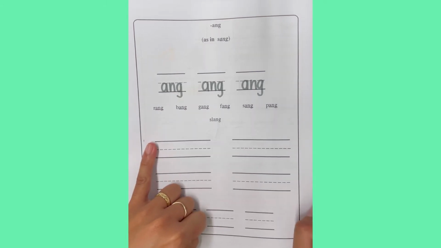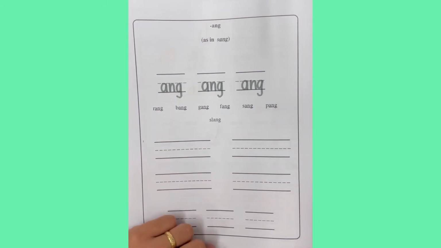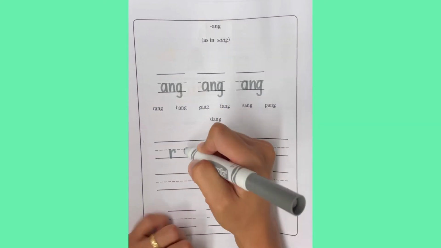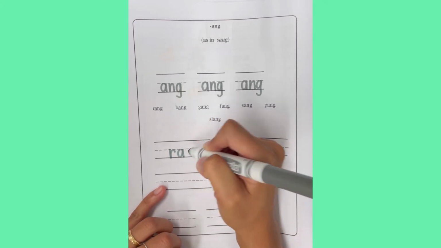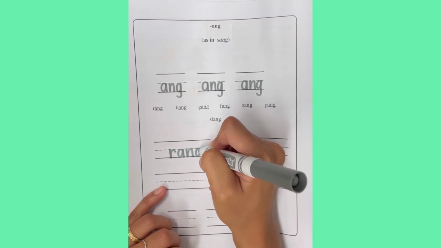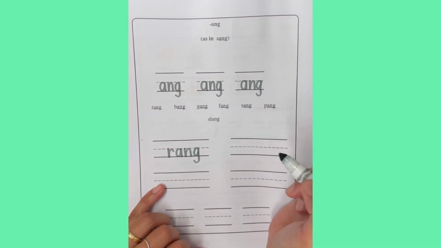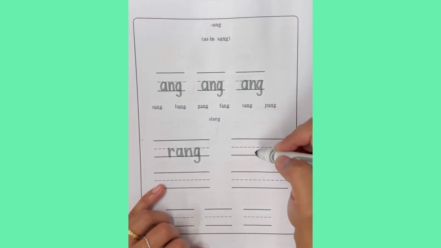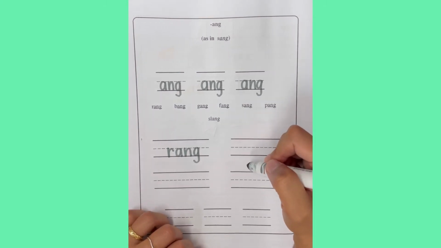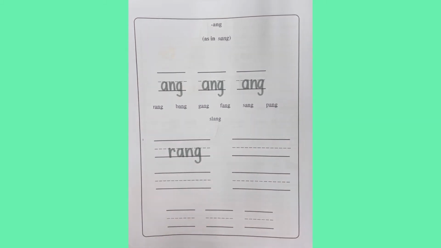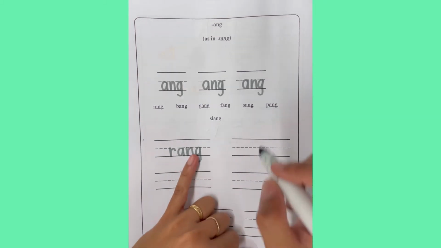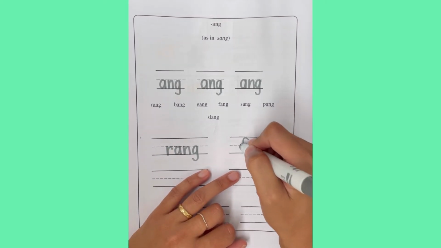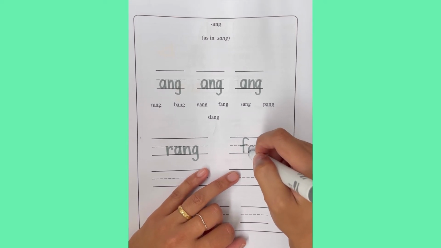Okay, the first word I would like you to write is rang. Finger spell, ang, rang. Okay, R, and then ang, A-N-G, rang. Okay, next word I would like you to write is fang. Okay, fang. Finger spell with me. Ang. Okay. F, ang.